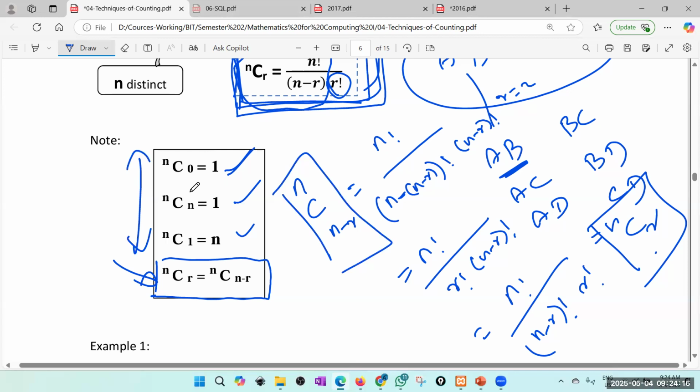So can you explain the last one again? This NCR is NC(n minus R). Yes. So you just write NC(n minus R) and you apply the definition, because this n is n. Now my R is n minus R. Now my new R is n minus R. So then by definition it is factorial n divided by factorial n minus R.